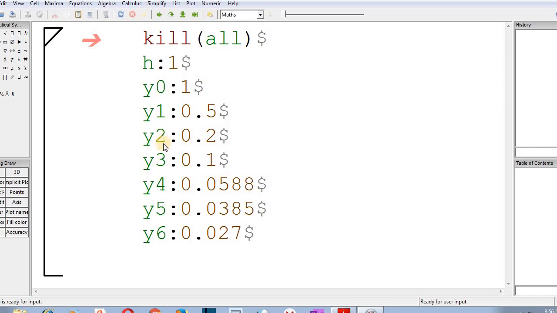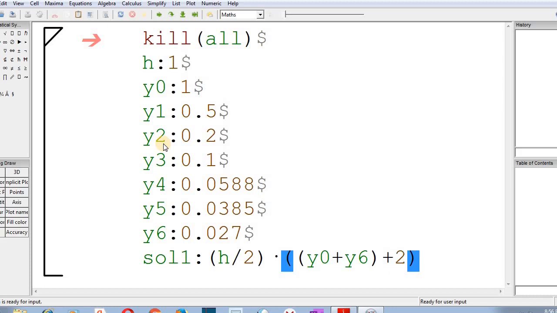Now I have to write the solution in the trapezoidal rule. Let me write solution 1. Write the equation of the trapezoidal rule. H, make it one bracket complete. Yes, h by 2 will be here. Make the multiple function and make one more bracket here, and write y0. The first bracket is y0 plus y6. There are 6 values here. The first value and last value go in the first bracket. Make 2 times the remaining things.